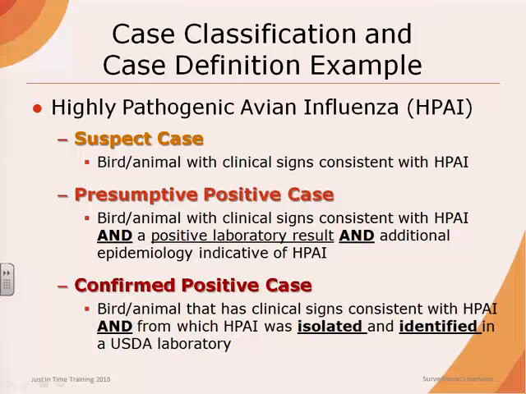A presumptive positive case is one where the bird or animal has clinical signs, but there is also a positive laboratory result, commonly a screening type test, as well as epidemiological indication of the disease, for example, contact with infected animals. A confirmed positive case is one in which the diagnostic laboratory has completed the confirmatory testing, which is generally isolation and identification of the pathogen.